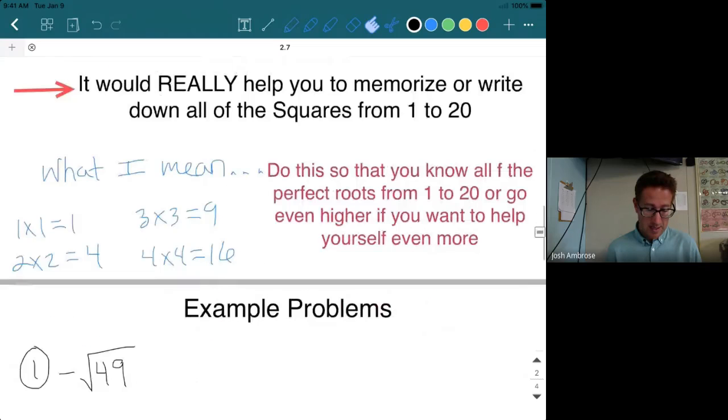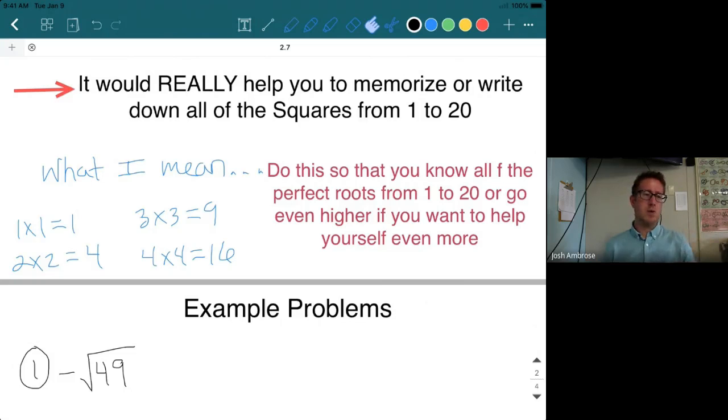Now, I tell my students this every year, and those students that take advantage of this and take the time to do it, it always pays off. I would really recommend that you memorize every perfect square from 1 to 20.